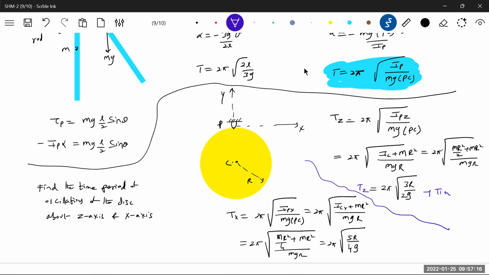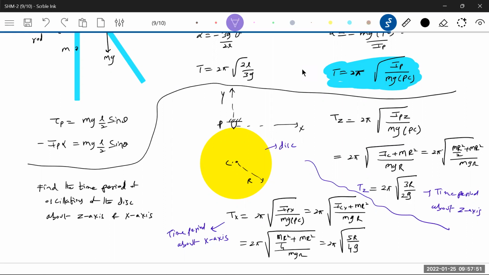Time period about the z axis. So what about this time period? This is a disk, no? If it were a ring, then substitute the moment of inertia of the ring. What I'm discussing is for the disk here. If you call it a ring, then you bring the moment of inertia of the ring into the picture.